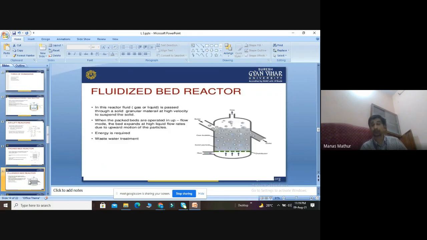Then we discuss the fluidized bed reactor. Mainly liquid is passed here through the solid granules. The bed is expanded inside the reactor at high flow rate, so the flow rate of liquid will increase. It is also used in wastewater treatment. It also requires high energy.